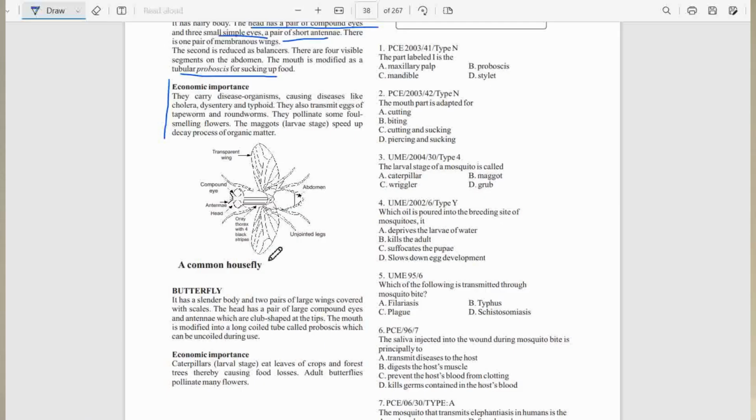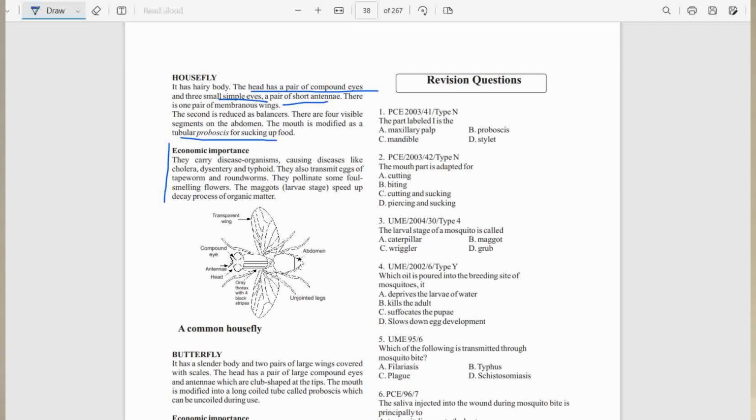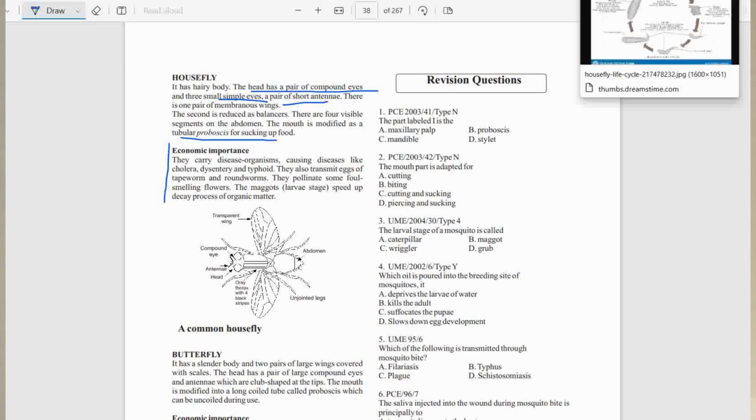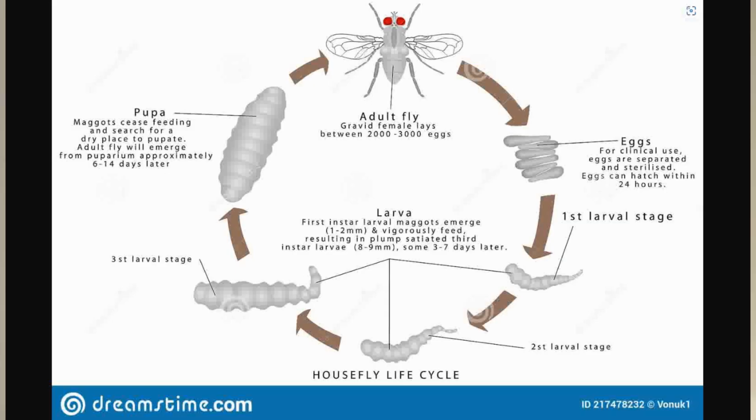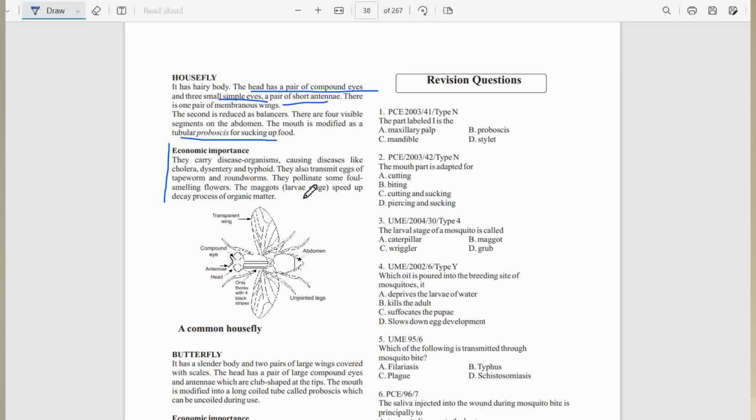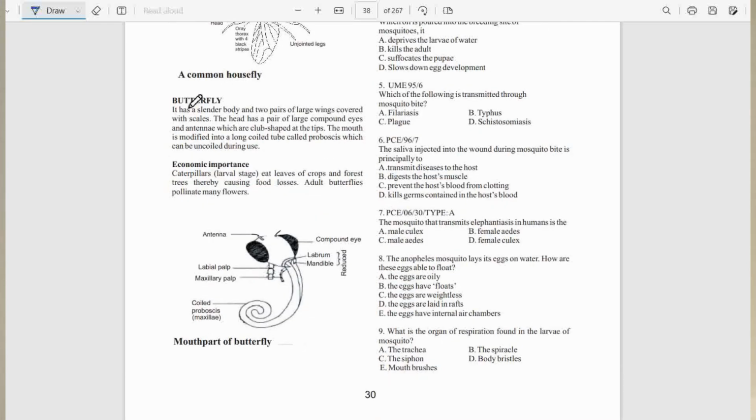Then we should also be able to talk about the metamorphosis in the housefly. It also undergoes a complete metamorphosis. So you're beginning with the egg to the larva, and you have the pupa, then before you have the adult. Finally, we'll look at the butterfly.